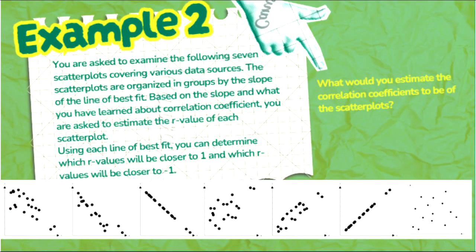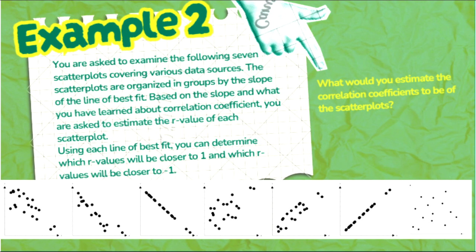Here's example number 2. You're asked to examine the following 7 scatter plots covering various data sources. The scatter plots are organized in groups by the slope of the line of best fit. Based on the slope and what you have learned about correlation coefficient, you are asked to estimate the R value of each scatter plot. Using each line of best fit, you can determine which R values will be closer to 1 and which R values will be closer to -1. What would you estimate the correlation coefficients to be of the scatter plots?